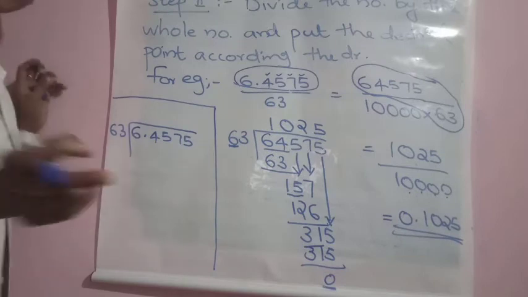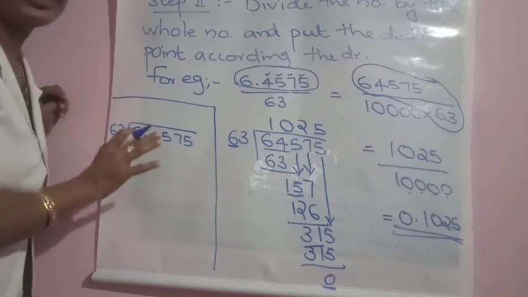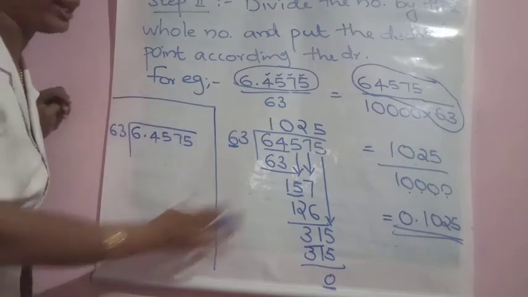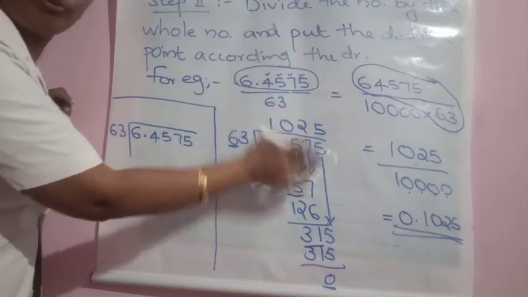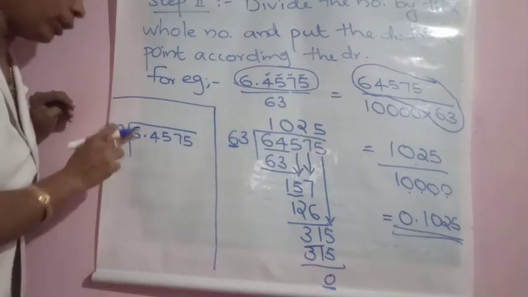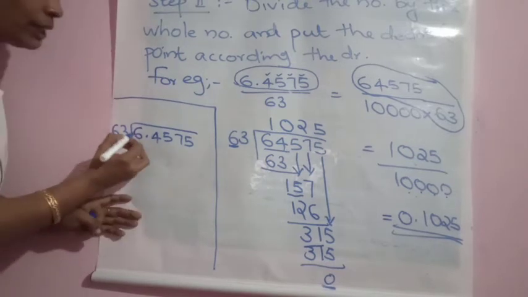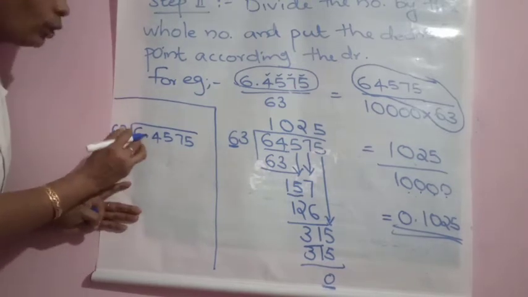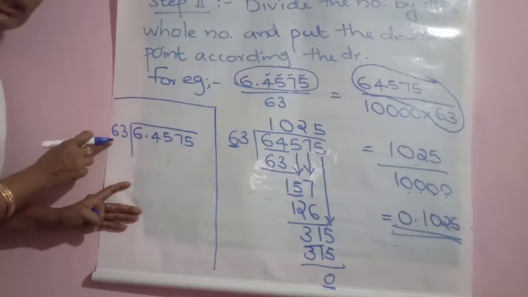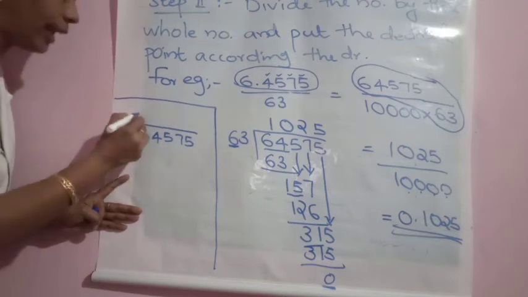So let us continue with the direct method. Those who are interested only need to continue this one. If you feel this one is easy, follow this method. Or those who want to study this one, you can directly follow the same. See this one, the first digit is 6. Is 6 divisible by 63? No. So we can write 0 there.